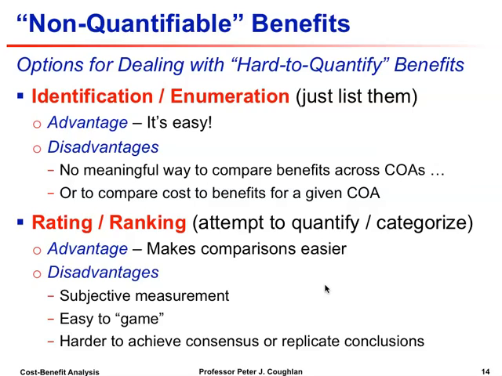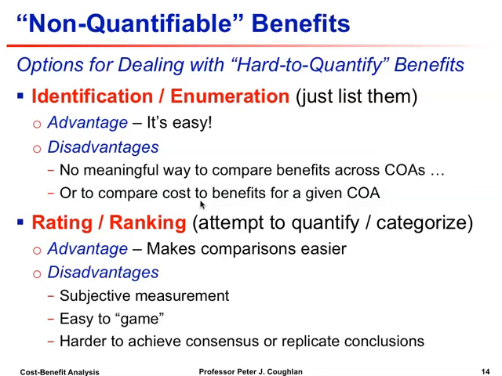It's also hard to compare cost to benefits for a given course of action. So what if all your costs are in dollar terms, but you've just listed all your benefits? Well, how would you ever know whether your benefits exceed your costs enough to justify actually doing the project?